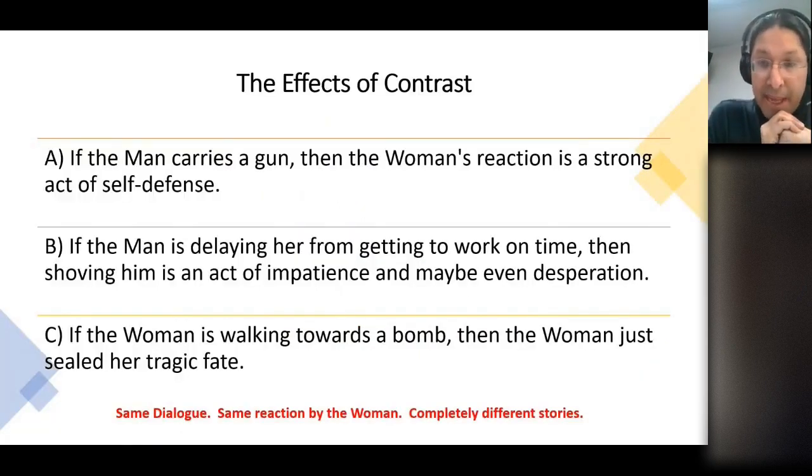Notice that when combined with context, the contrast adds the emotion. So for scene A, if the man carries a gun, then the woman's reaction is a strong act of self-defense. If the man is delaying her from getting to work on time, then shoving him is an act of impatience and maybe even desperation. If the man is trying to keep her away from a ticking time bomb, then the woman just sealed her tragic fate.